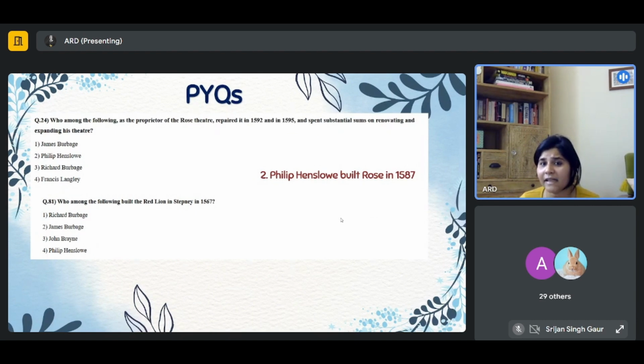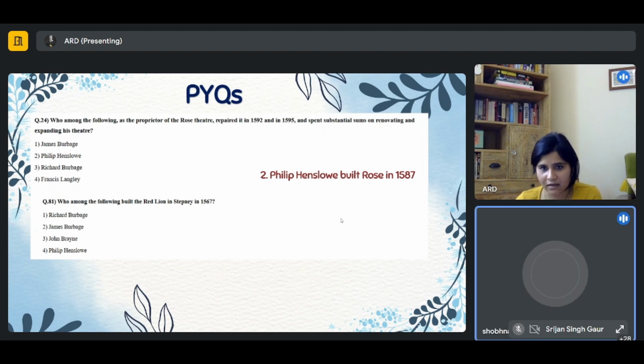So the first permanent theatre which was successful was The Theatre by James Burbage, which came in 1576. 67 reversed is 76, 1576. So like this we can remember.